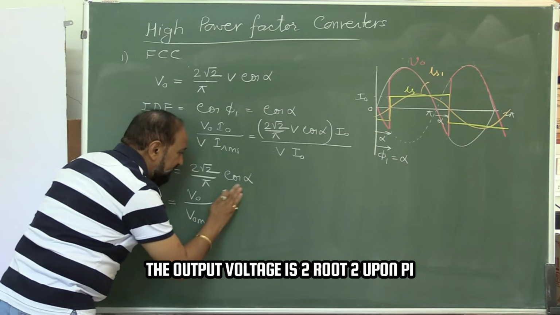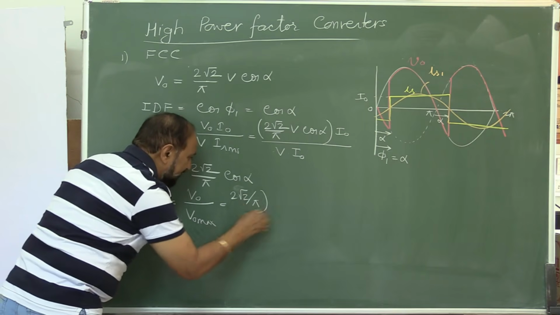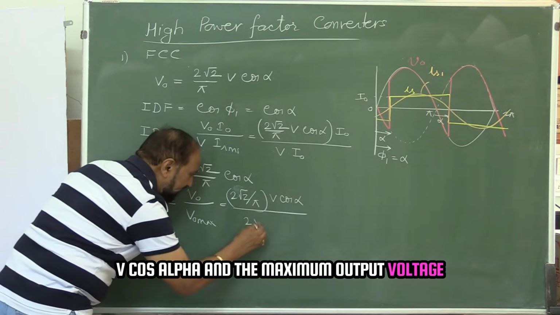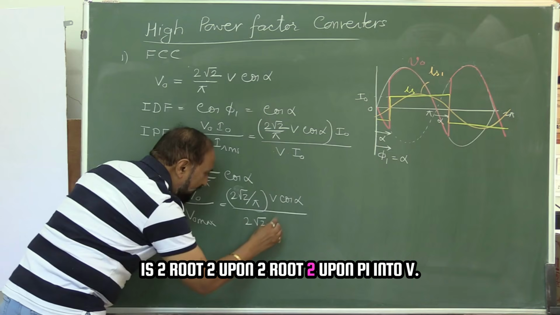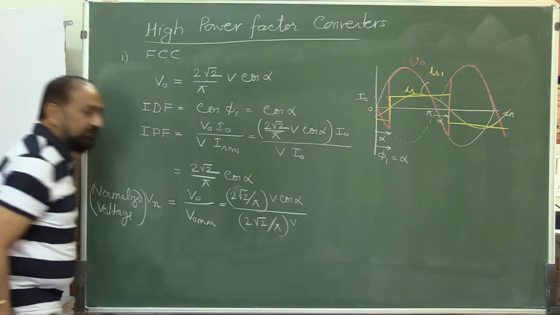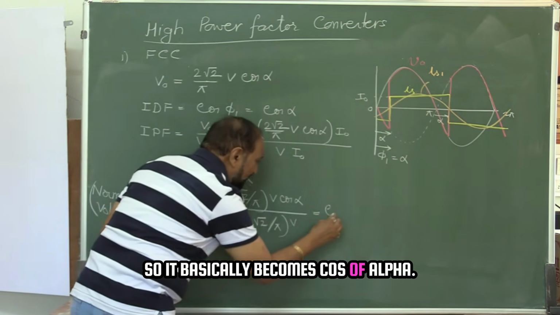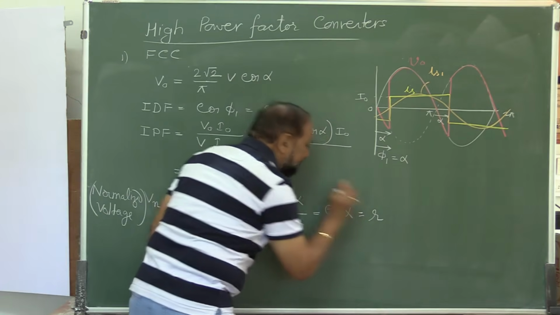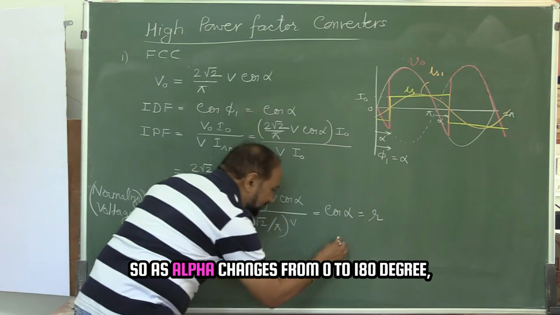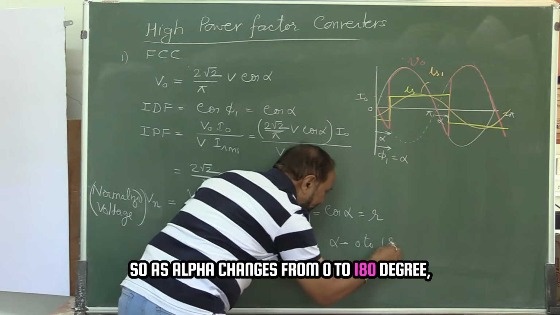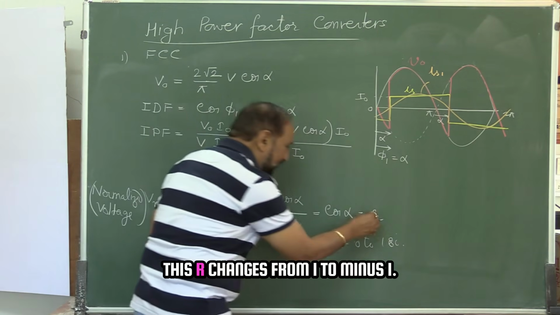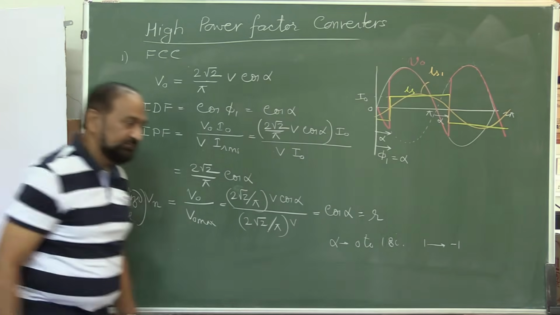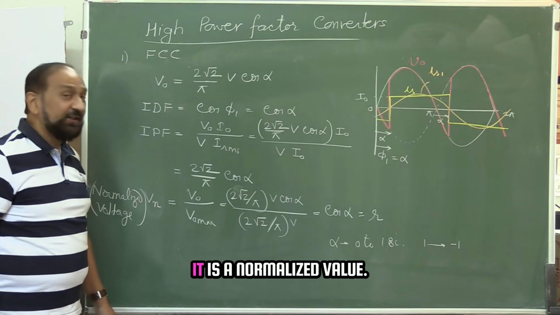The output voltage is 2 root 2 upon pi V cos alpha, and the maximum output voltage is 2 root 2 upon pi into V. So it basically becomes cos of alpha. Let us say cos alpha is equal to R. So as alpha changes from 0 to 180 degree, this R changes from 1 to -1. It is a normalized value.